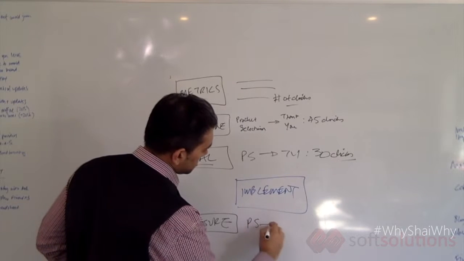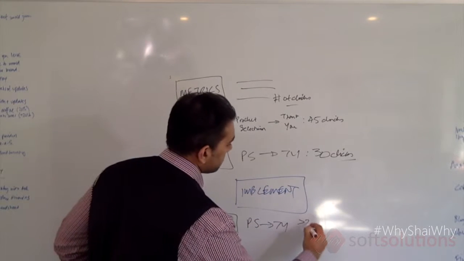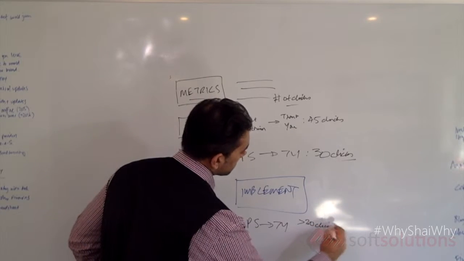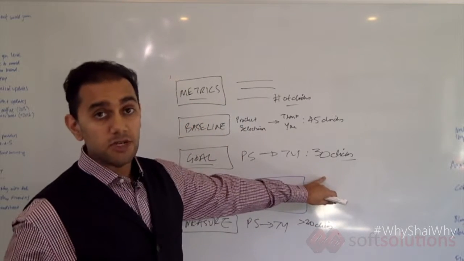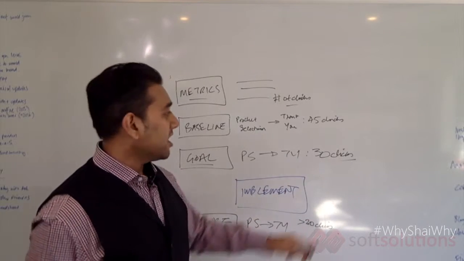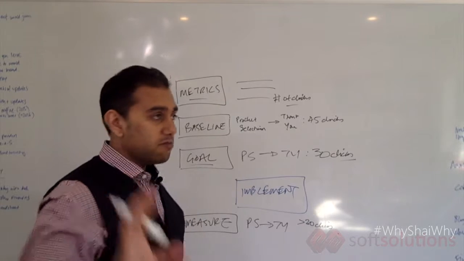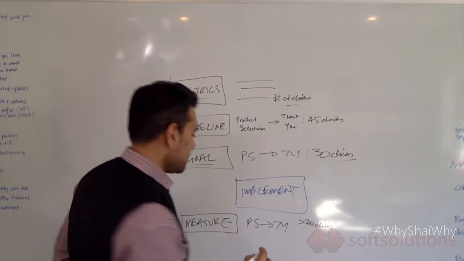So from product selection to thank you, let's say it came in at over 30 clicks. Our goal was 30. Project failed, right? Really simple. There is no emotion there. Our goal was 30. The project has failed. Very, very clear. But there is a bit of a gray area. So let's have a think about that.